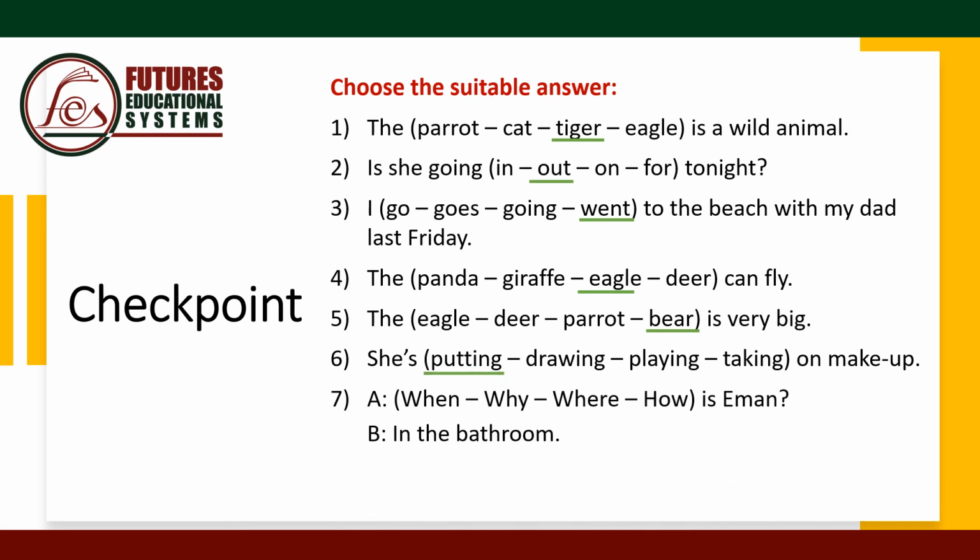Number seven, when, why, where, how is a man? In the bathroom. If I'm asking about a place or a location, we use where. Number eight, what did you do at, in, on, of Wednesday? With days, we use on because it's a specific date.